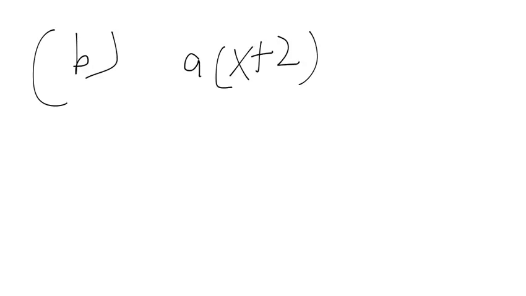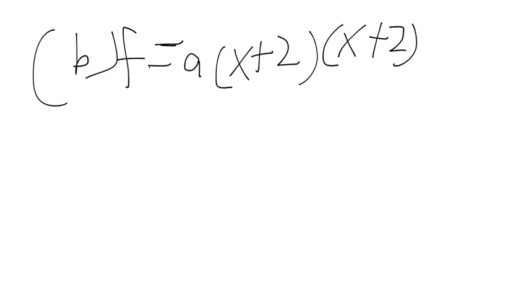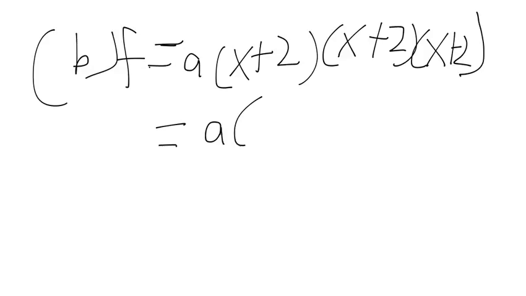So for part B, negative 2 is a 0 of multiplicity 3. What that means is, let's go over what it means that negative 2 is a 0. That means x plus 2 is a factor, so some function is equal to some coefficient a times x plus 2. Now this multiplicity 3 means that this x plus 2 appears as a factor 3 times. That's what it means by multiplicity 3, that you multiply x plus 2 by itself 3 times. So this is equal to some leading coefficient a times x plus 2 raised to the third.